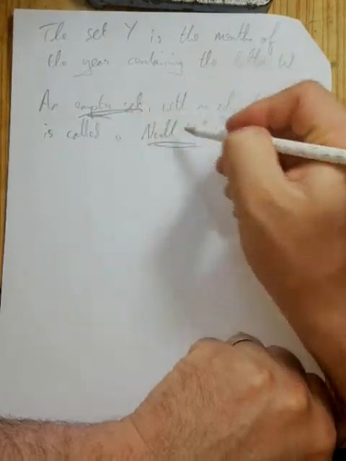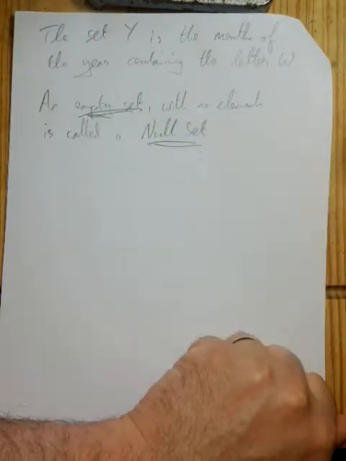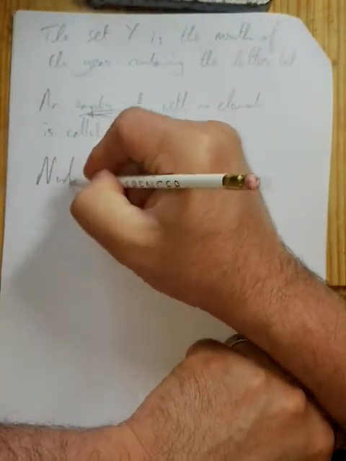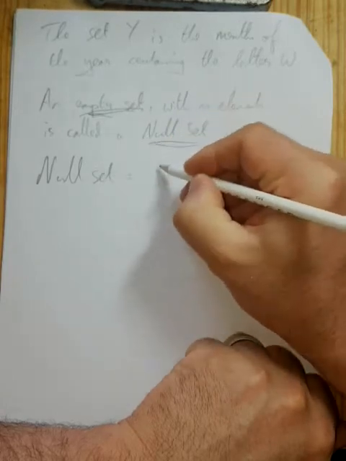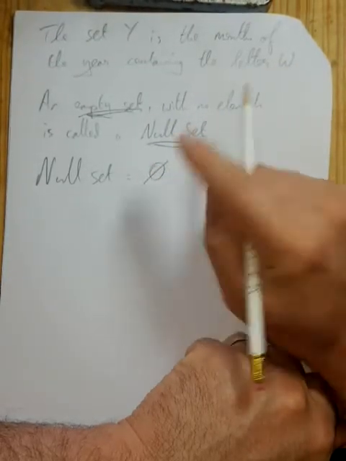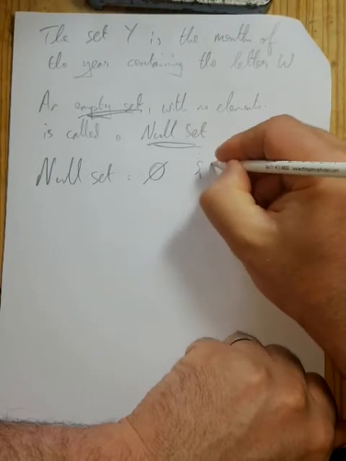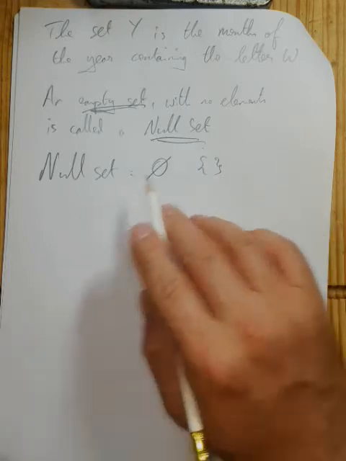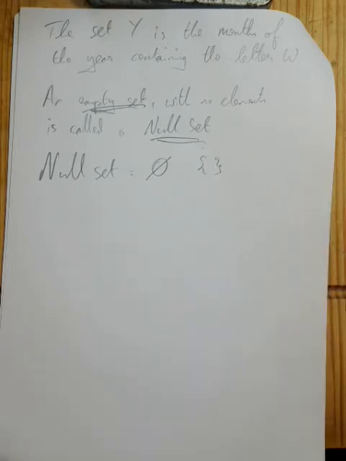Okay, so if it's an empty set with no elements, it's clearly defined but has no elements, then it is a null set. Now there are two symbols in maths to represent the null set. The first is a 0 or an O with a diagonal line through it, or the second is a set of curly brackets. So there you go. You have a null set, which is a set which contains no elements.